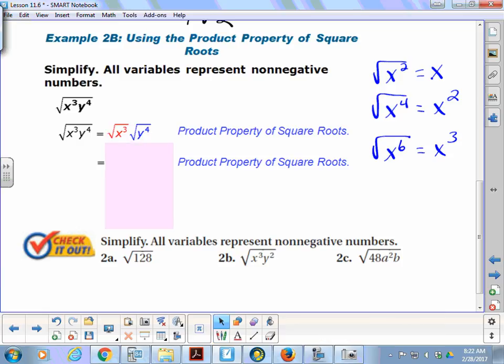So I'm going to pull this apart. First of all, write it so that the two variables are separate. And whenever you have numbers and variables, or two different variables, always pull them apart so that the numbers and the variables are separate.